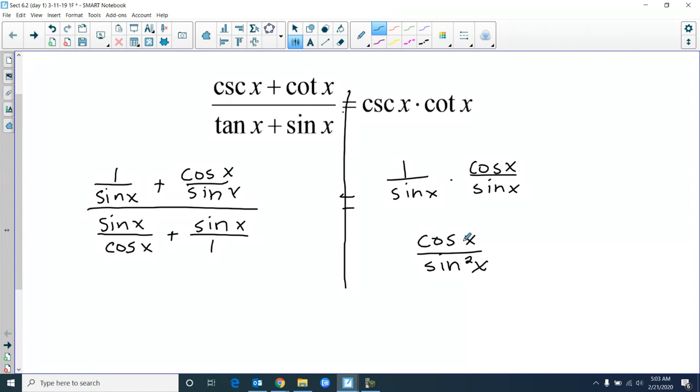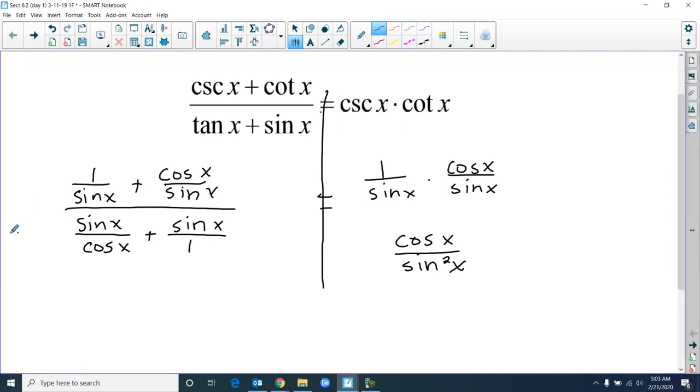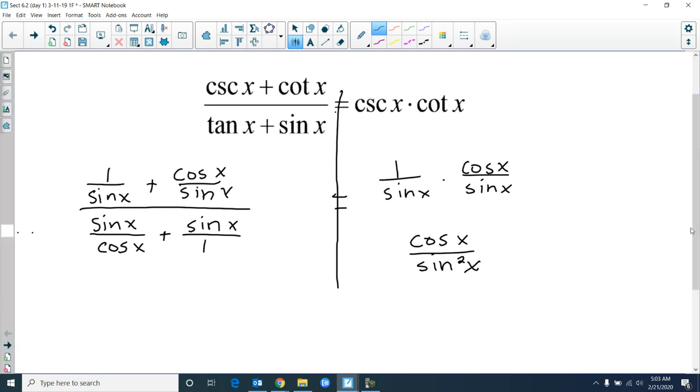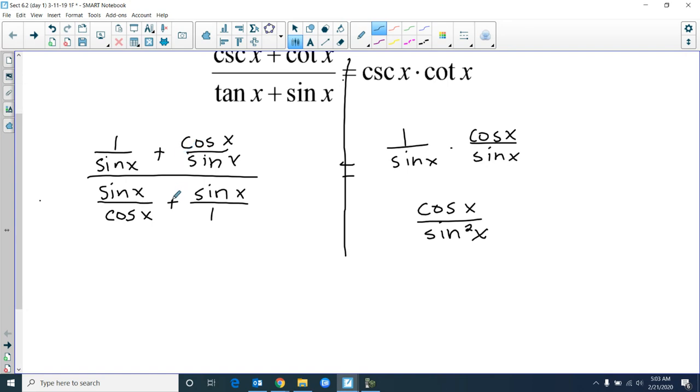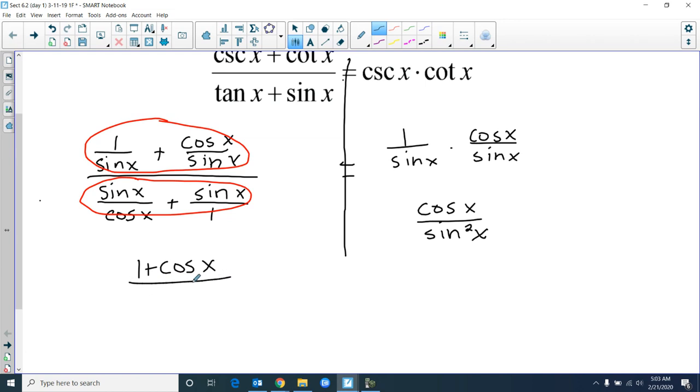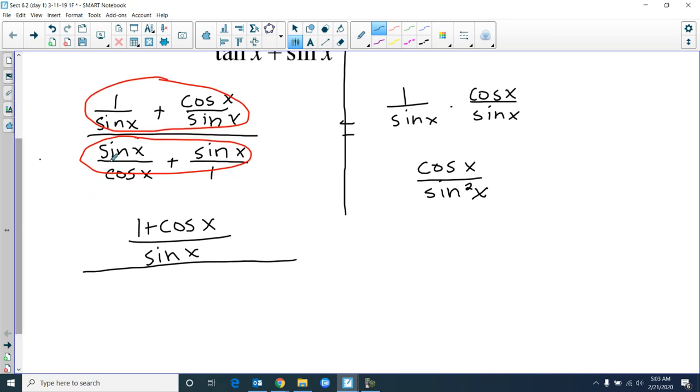All right, back here to the left-hand side, we're going to have to get a common denominator in the numerator and the denominator. So you've got basically 2 pieces to this. Well, actually in the numerator, we already have a common denominator, so I can add those together. That's going to become 1 plus cosine of x over sine of x, all over sine of x over cosine of x.